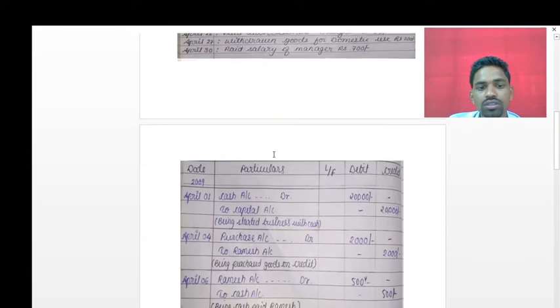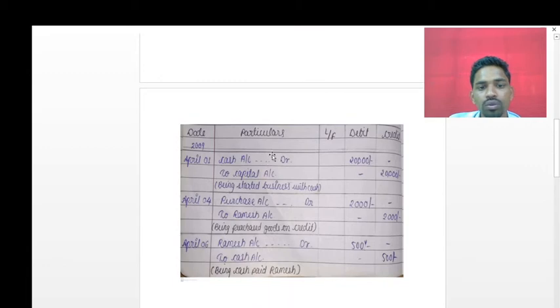Now see, this is the solution. This is the format: date column, particular column, LF column, debit column, and credit amount column. In the date column, we write 1st April. Which two accounts are affected? Cash account and capital account. The next step is to ascertain the type of the accounts. Cash comes under the real account, and capital comes under the personal account. And what is the real account rule? Debit what comes in, credit what goes out.